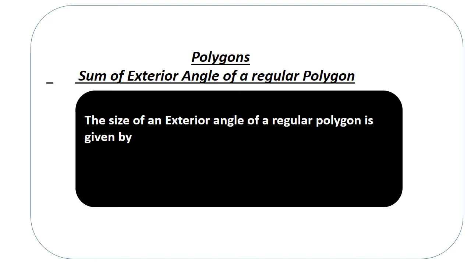The size of an exterior angle of a regular polygon is given by the formula. So exterior angle is equal to 360 degrees divided by n, where n is the number of sides or number of angles.